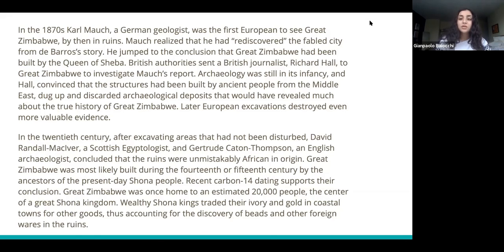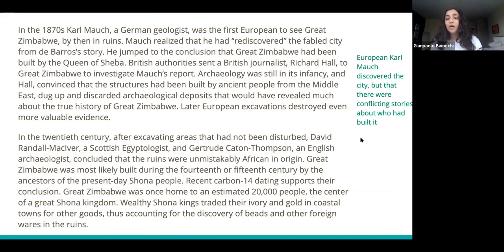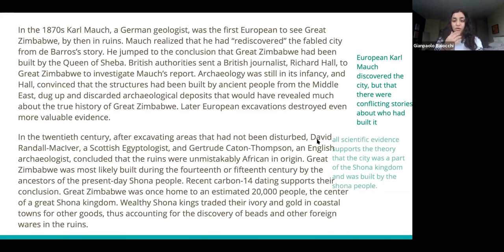Okay, so let's do main ideas. The main idea for the first paragraph I have on the screen, I wrote, European Karl Mauch discovered the city, but there were conflicting stories about who built it. For the second paragraph, I wrote, all scientific evidence supports the theory that the city was part of the Shona kingdom and was built by the Shona people.